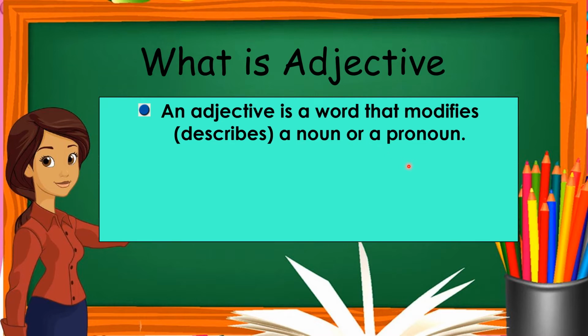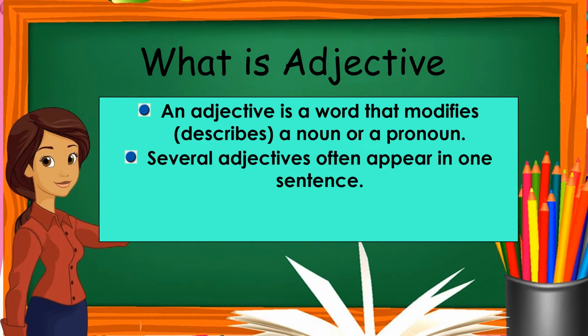Okay? With the previous examples, you can see the noun and the pronoun being described by the adjective. They are different describing words, but they describe the noun and pronoun. Here, another: several adjectives often appear in one sentence. Our examples here have just one adjective, but there are sentences where we use several adjectives.